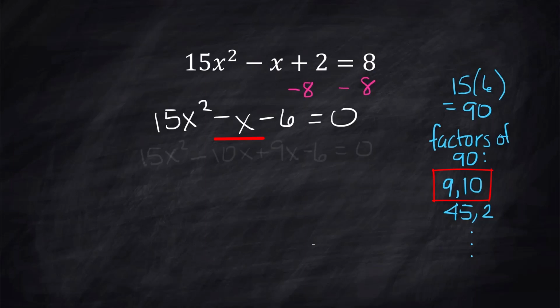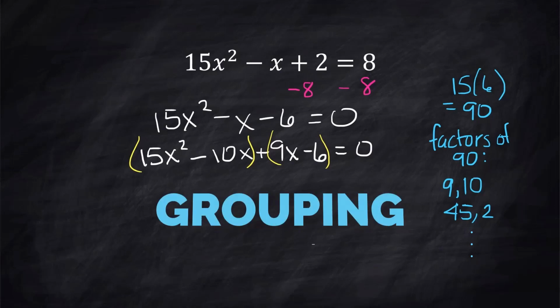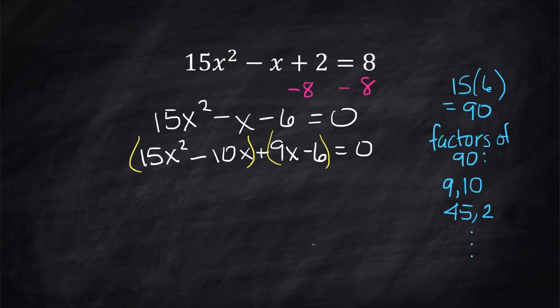It's going to be fine. See what I did there in the middle? I'll circle it. -10, +9. When I combine those, I will get a -x in the middle, a -1x. Now, put the parentheses around the first two terms and the last two terms because we are doing something called factor by grouping. We're going to pull common factors out of just the two terms that are in the parentheses.